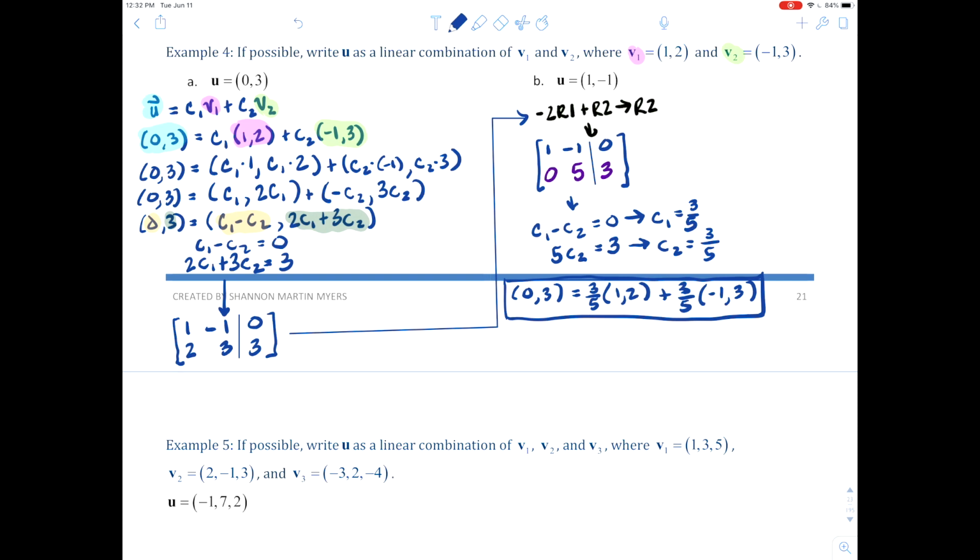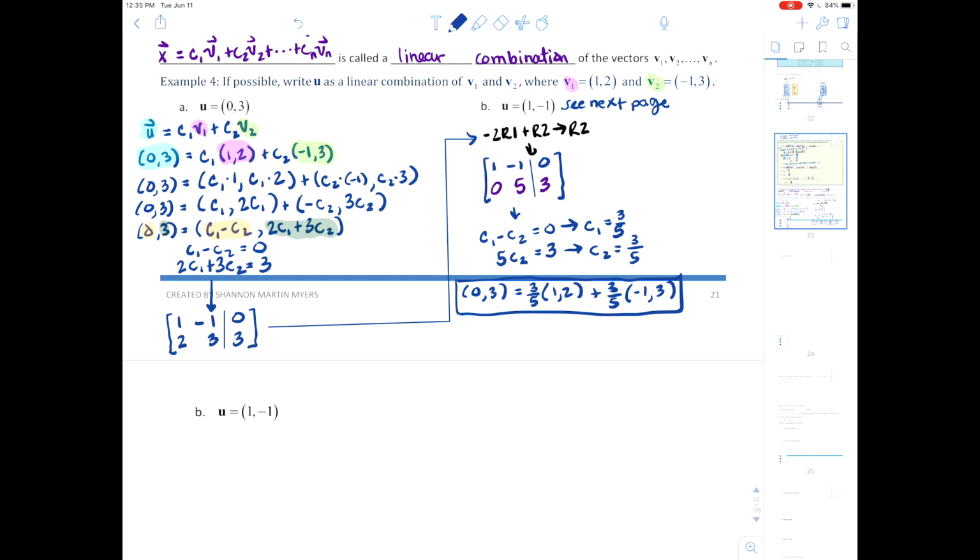Okay, so let's take a look at part B. What we will have going on now is we've changed our u, but we kept our v1 and v2 the same, all right? So again, we want to find out if there's a way to write u as a linear combination of v1 and v2. So this is always how we're going to set that up.